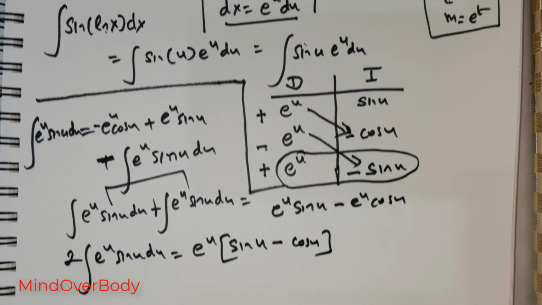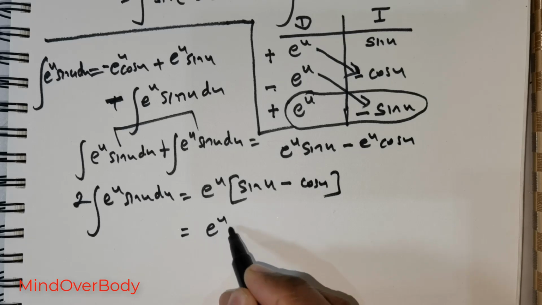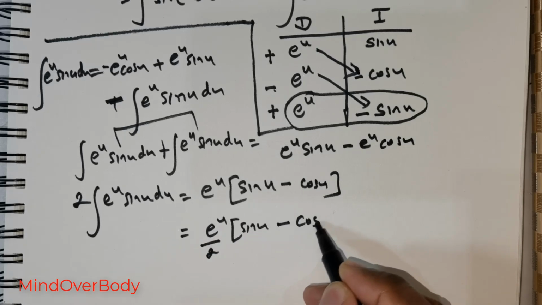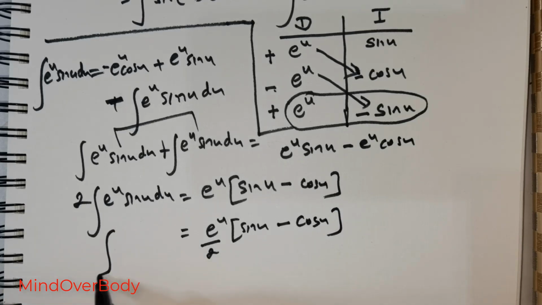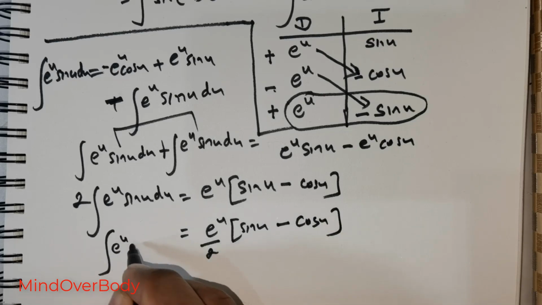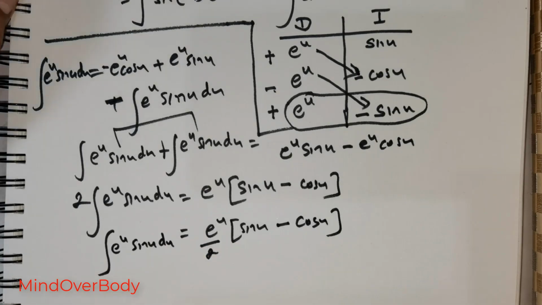Now you can push the 2 to the right hand side. So this is going to be e raised to the power of u over 2 times sine u negative cos u. So this is the quantity that we have. Actually, we wanted this quantity, right? On the left hand side, you got the integral of e raised to the power of u times sine u times du, right? This is what we have got.